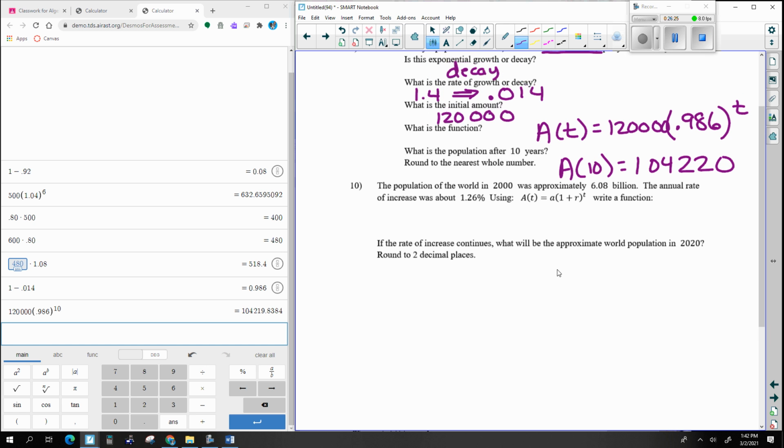Okay, the population in the world in 2000 was approximately 6.08 billion. The annual rate of increase is 1.26%, and so on. Write a function. All right, here we go. The amount of people is originally 6.08 billion, 1 plus the rate, so that'd be 1.0126 to the t.